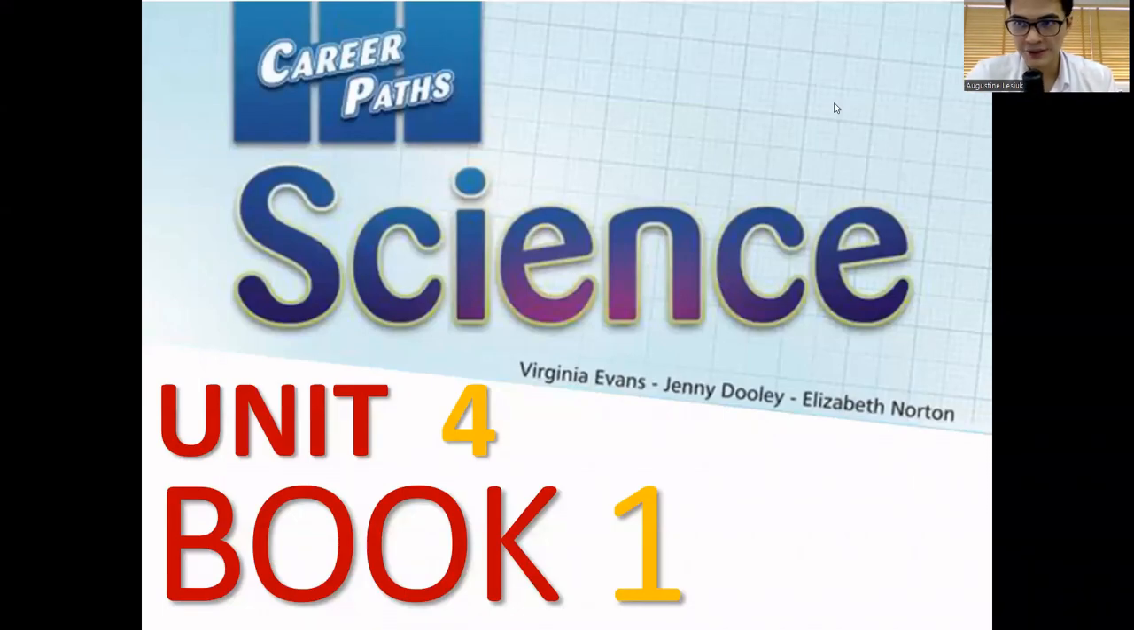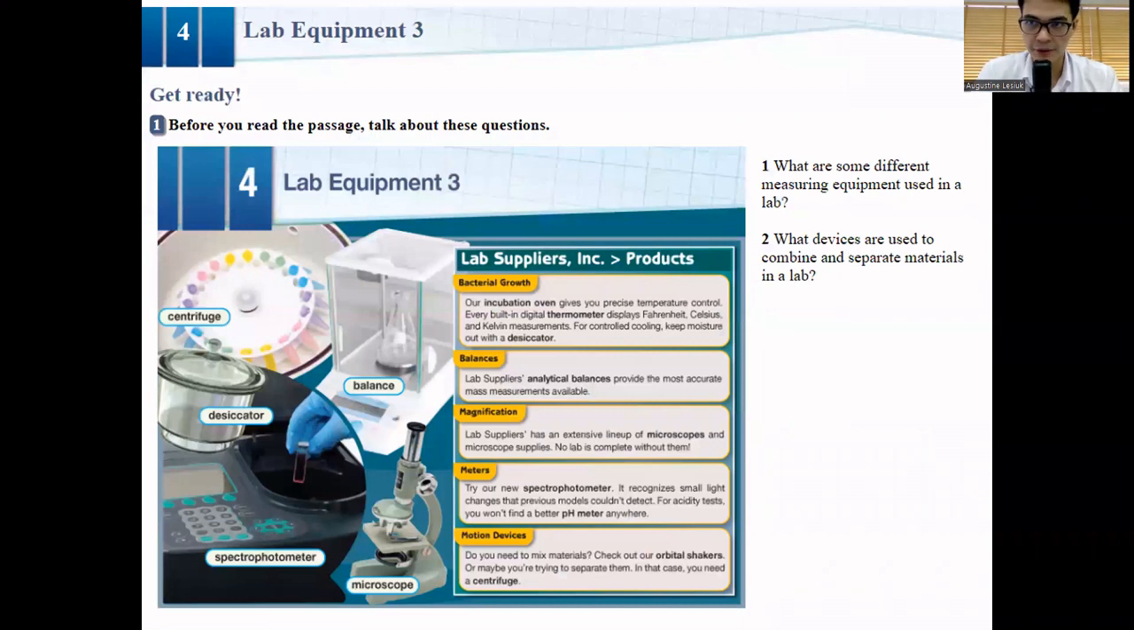Welcome to the fourth lesson of this course. Today, we will be covering Unit 4 of Book 1. In this unit, we are going to cover more lab equipment. So just like the previous two units, we will talk about these lab equipment and how they're used, and we'll talk about vocabulary related to these lab equipment. All right, let us begin.